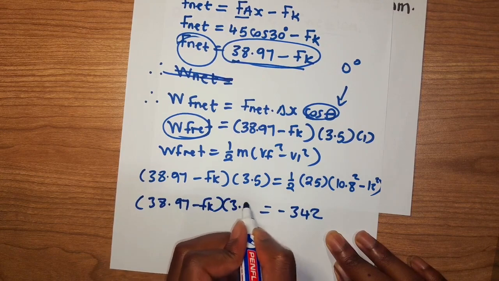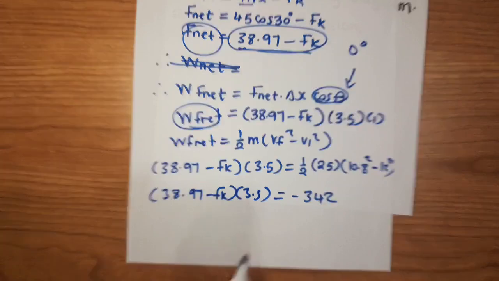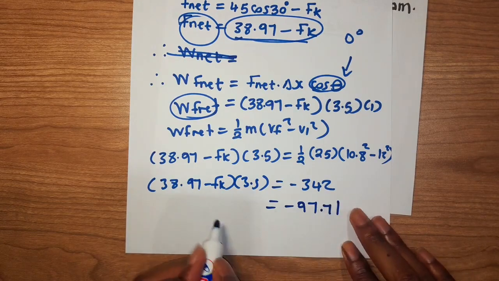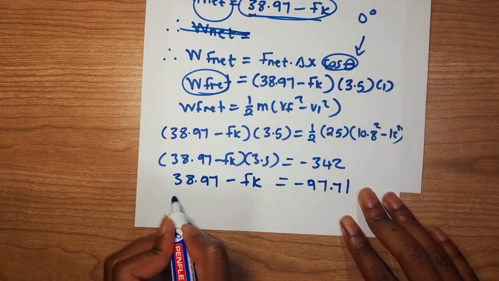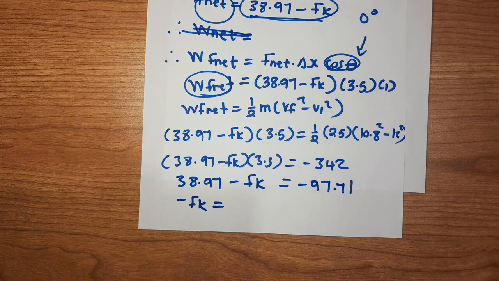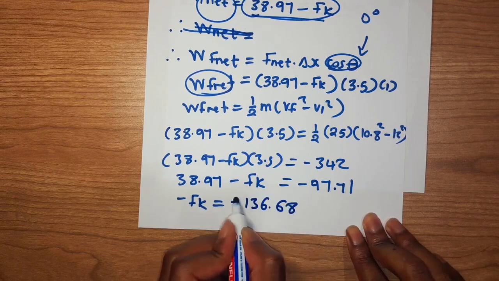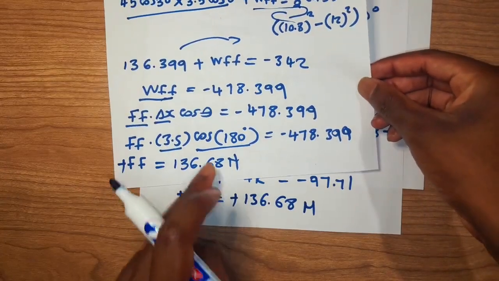That actually equals 3.5. So let me divide both sides by 3.5. Minus 342 divided by 3.5, I'm going to get minus 97.71. That equals 38.97 minus frictional force. So minus frictional force, I'm going to take this one to the other side. I'm going to have minus 38.97, that equals minus 136.68. And then this will cancel out newtons. So you find that you get the same answer as we used here.